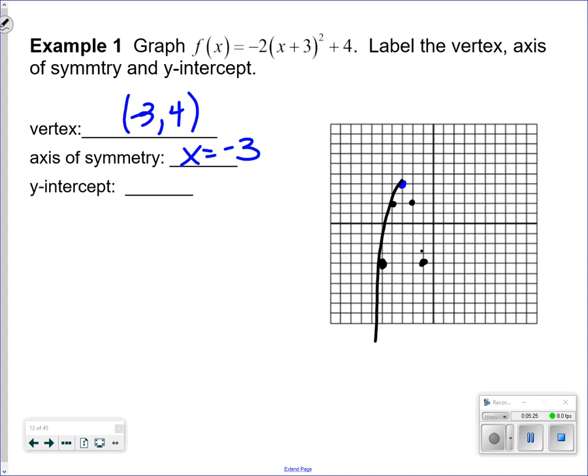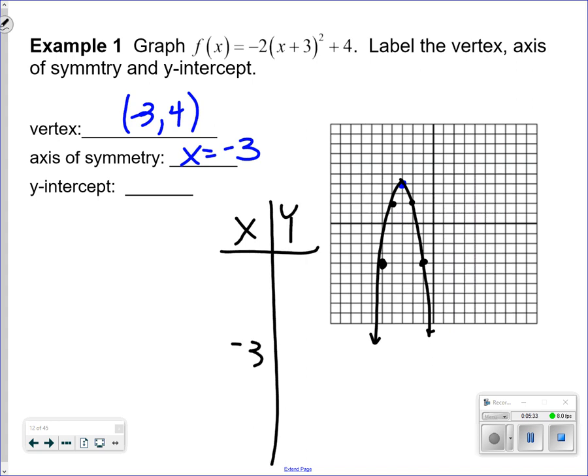And that is the graph of the parabola. You could do an XY chart. I am not going to stop you from doing an XY chart. Just watch what happens if I were to do an XY chart.